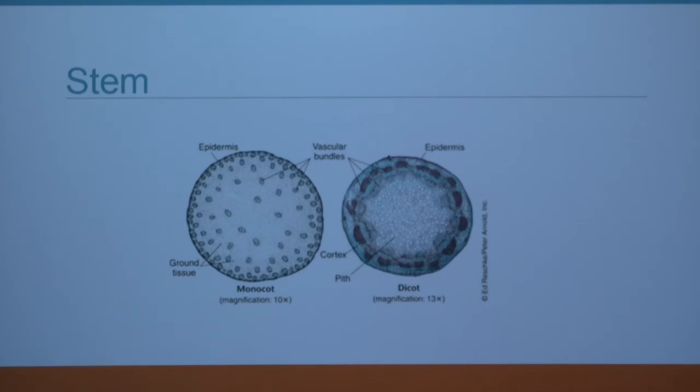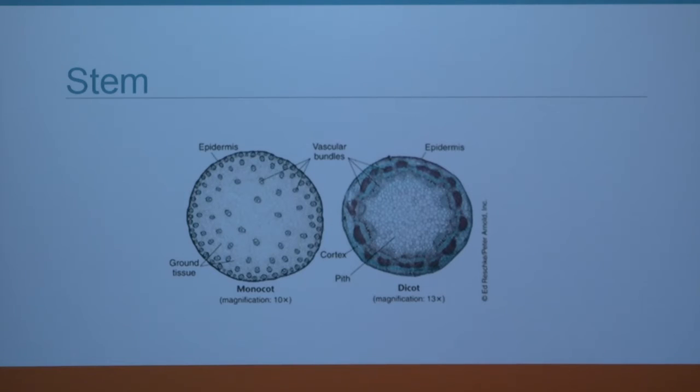So speaking a little bit about the stems, you've got the epidermis, much like the skin on the human body. It protects the plant from insects and disease, and keeps it waterproof too.